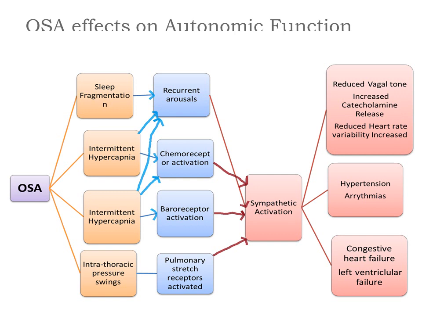So as we continue to move on to the right portion of our diagram, you'll see that every single one of those factors, the recurrent arousals, chemoreceptor activation, baroreceptor activation, and pulmonary stretch receptors being activated, all cause sympathetic activation. Now remember, the sympathetic system, if that's activated, it's going to release noradrenaline, which is a catecholamine, into the blood system. So what this is going to do is it reduces vagal tone.